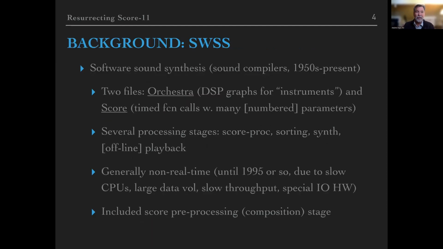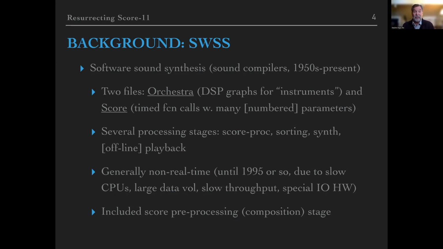So historical software sound synthesis goes all the way back to the 1950s. And the point was you had a program, they called them sound compilers, but they weren't really compilers. It was a program that read one file that described a bunch of signal processing graphs, and those were your, in quotes, instruments. And you had another file that was a bunch of function calls to these instruments, and that was called the score. And the program, the sound compiler program, went through many different stages of pre-processing the score and then sorting the score and running the synthesis engine.